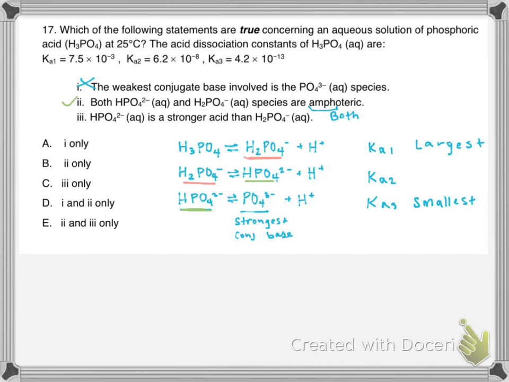And then 3 we've already sort of addressed. The HPO4 2- is going to be the weakest of the acids because it's already given up 2 protons. So H2PO4-, which has only lost 1 proton, is going to be stronger. So that one's out. So the answer here is just B.